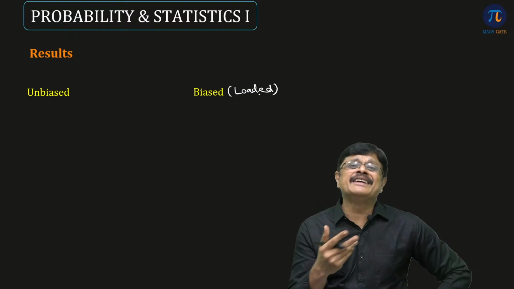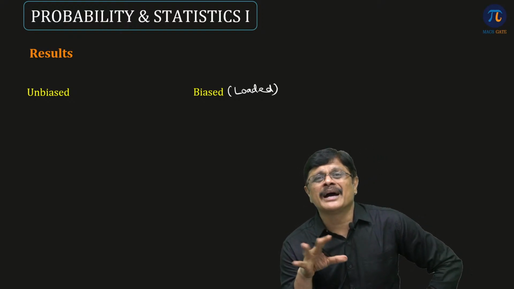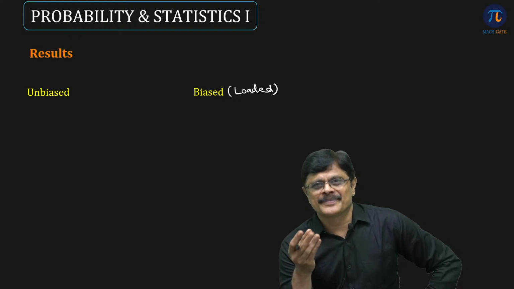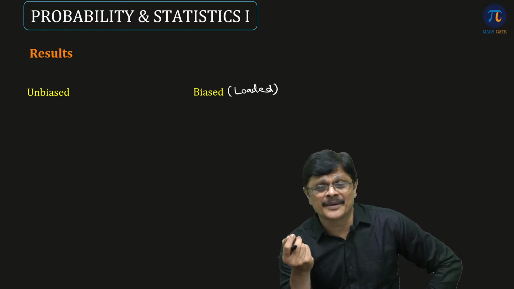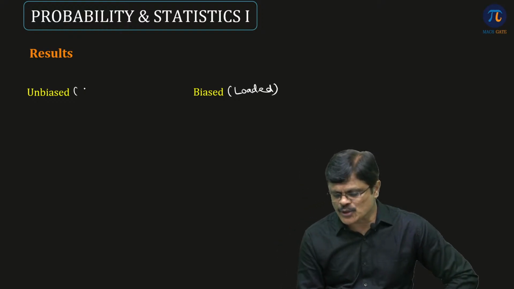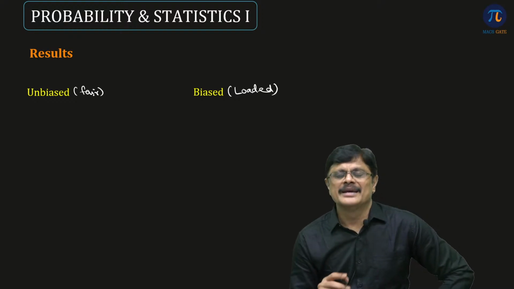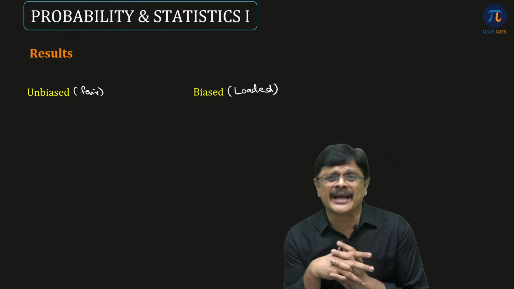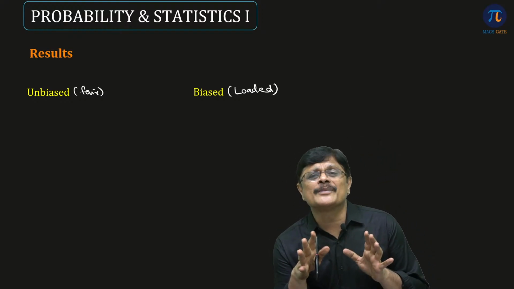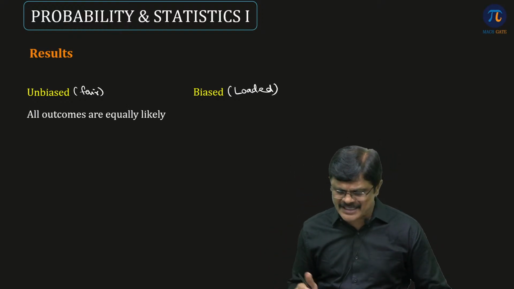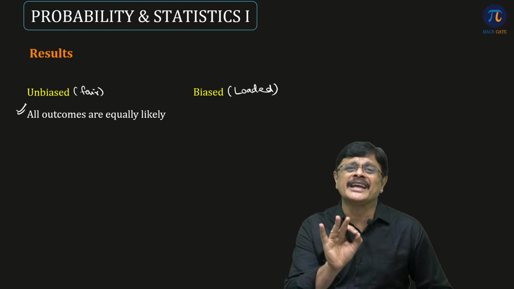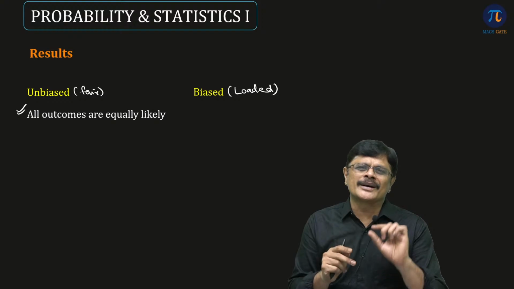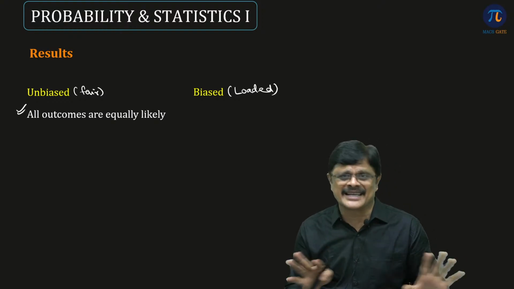Generally we talk about unbiased events and biased events. When you talk about a coin, they generally say unbiased coin. Unbiased is also called fair. What do you mean by unbiased and by biased? When you say a coin is unbiased or fair, all the outcomes are equally likely. Every outcome has an equal, fair chance.